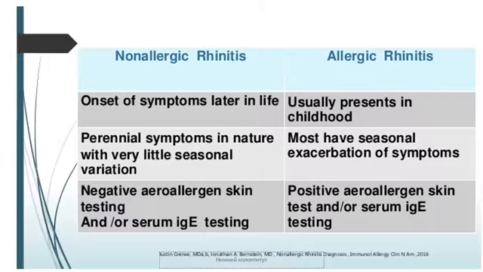In that table, we can see the difference between allergic and non-allergic rhinitis. In non-allergic rhinitis, the onset of symptoms is later in life, but allergic rhinitis is usually present in childhood. Non-allergic symptoms are perennial in nature with very little seasonal variation, but in allergic rhinitis, most have seasonal exacerbation of symptoms. In non-allergic rhinitis, allergen skin testing and or serum IgE testing are negative. But in allergic rhinitis, all these tests are positive.